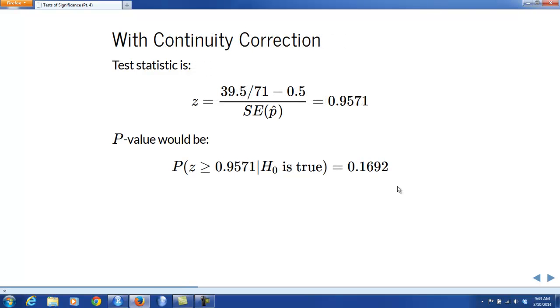But with the continuity correction, and this is the way that prop.test actually operates by default, we're calling p hat 39.5 divided by 71. Take away the p naught, divide by the standard error, and you get a somewhat smaller number this time, the 0.9571 that's actually reported as the test statistic. And the area under the standard normal curve past 0.9571 we've already seen to be about 0.1692.